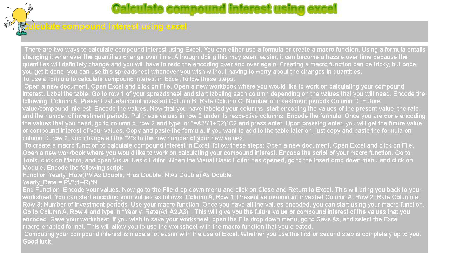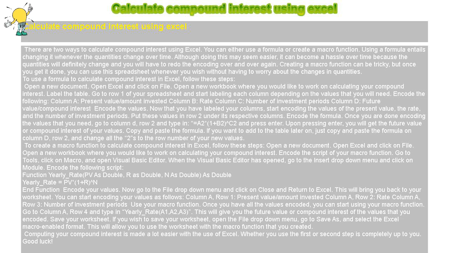Encode the values. Now that you have labeled your columns, start encoding the values of the present value, the rate, and the number of investment periods. Put these values in row 2 under its respective columns.